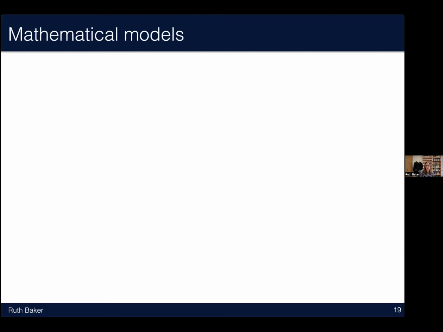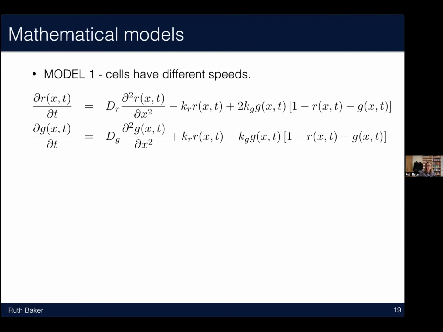And so to do this, we wrote down two different models. The first model assumed that cells have different speeds in different phases of the cell cycle. So my cells are essentially red cells and green cells, and there are different diffusion coefficients according to whether they're red or green. Then we have terms that represent progression through the cell cycle, with rate parameters KR and KG, which characterize the rate of progression.